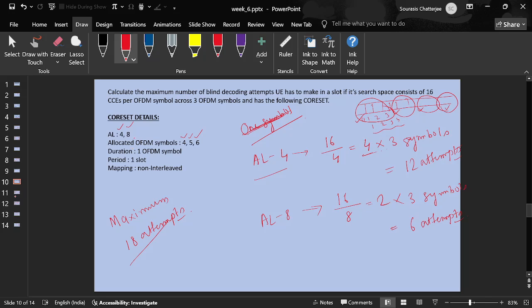If another aggregation level is added, that is 16, then it would be one candidate per symbol, and across three symbols there will then be three more attempts. So in that case it would be 18 plus 3, 21 attempts. But since aggregation level 16 is not involved here, only 4 and 8, there are only 18 attempts. And if 8 is not there, only aggregation level 4, then in that case it will be only 12 attempts. So we have to be careful about how many aggregation levels are a part of your core set.